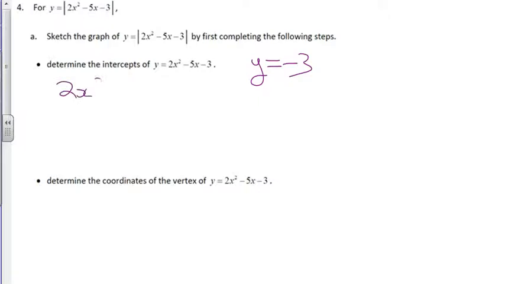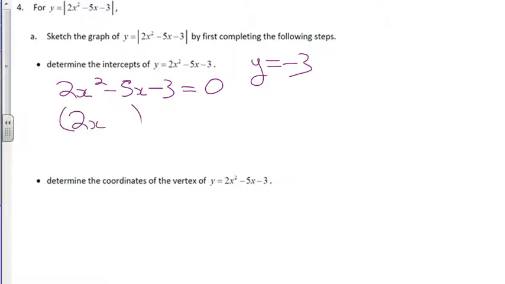Now, for the x-intercepts, we set y to 0. So we'll go 2x squared minus 5x minus 3 equals 0. And how are we going to solve this? Yeah, you could, but you don't want to. We're going to factor it. So your first step solving should always be to look to see if it factors. If it doesn't factor, then what are you going to do? Quadratic formula. So it's factor or quadratic formula. That's really all you're going to do here.